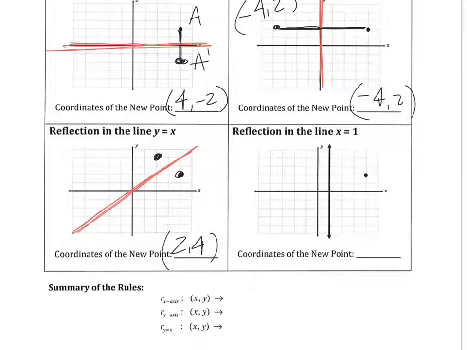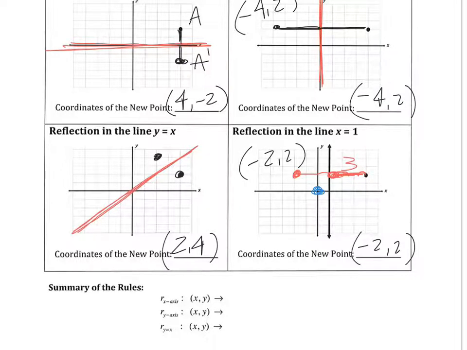And then the last one, reflecting over the line x equals 1. It's super important that you count the boxes. 1, 2, 3 boxes. So this is a distance of 3. If I went a distance of 3 more from there, 1, 2, 3, I would be at this coordinate here. And you want to be careful. This is your origin. So if I counted the boxes from my origin, my new coordinate would definitely be (-2, 2). So in this case, you want to count the boxes.